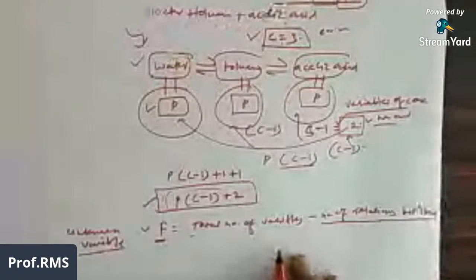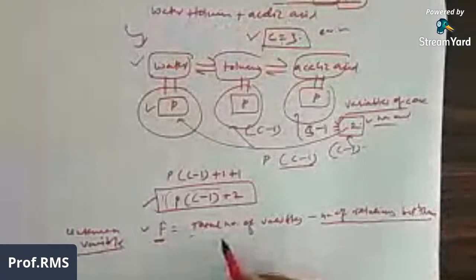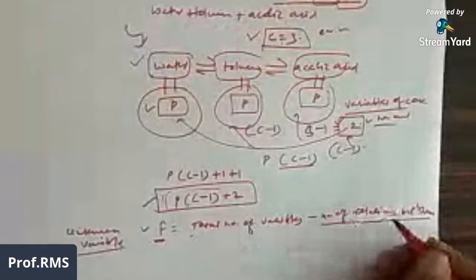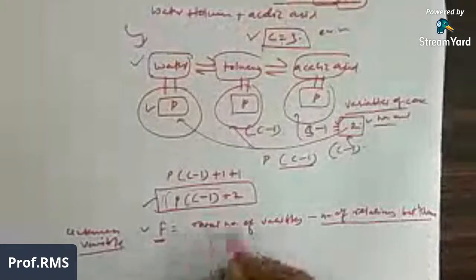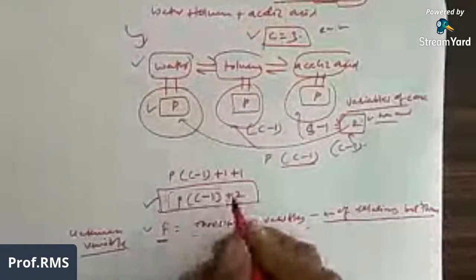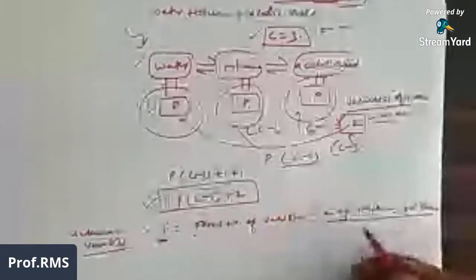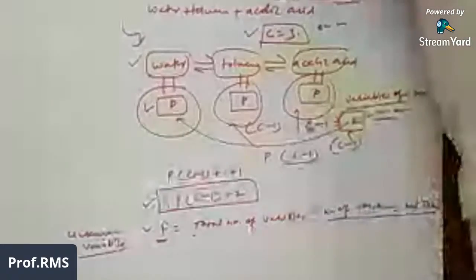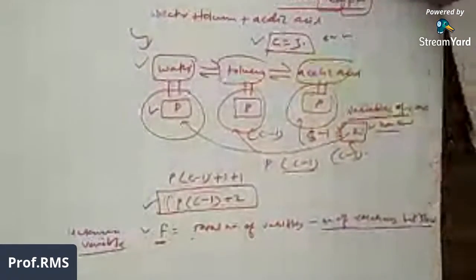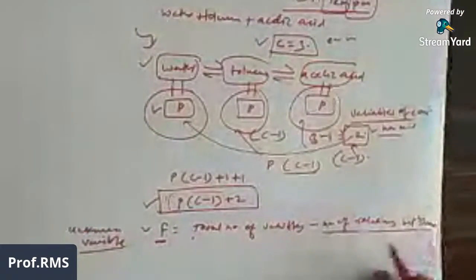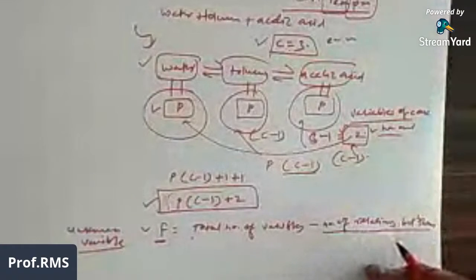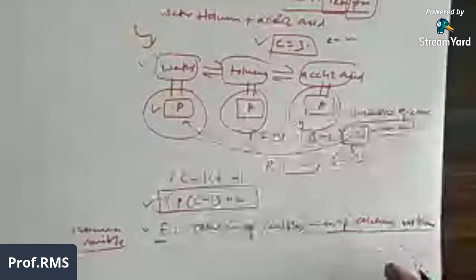Okay, how can we determine number of relations between them? We know that total number of variable P C minus 1 plus 2. Now let's talk about the number of relation between them. Before finding the number of relation between them, we need to discuss again chemical potential.